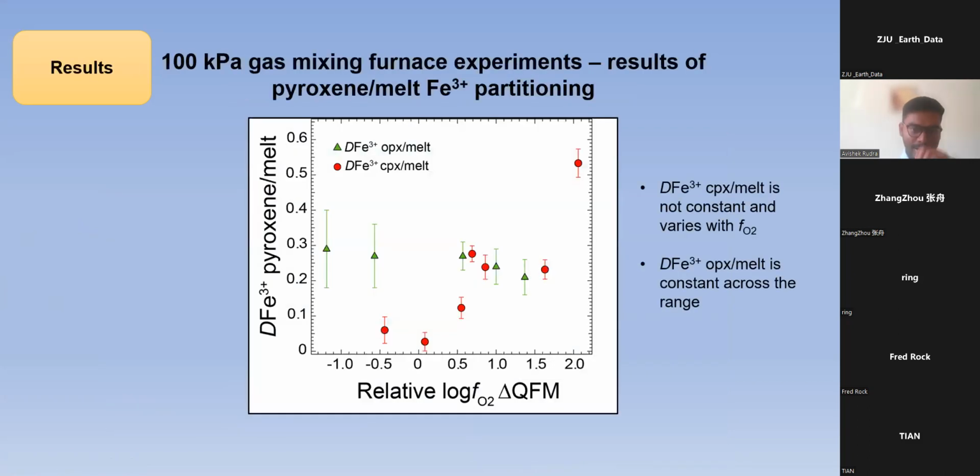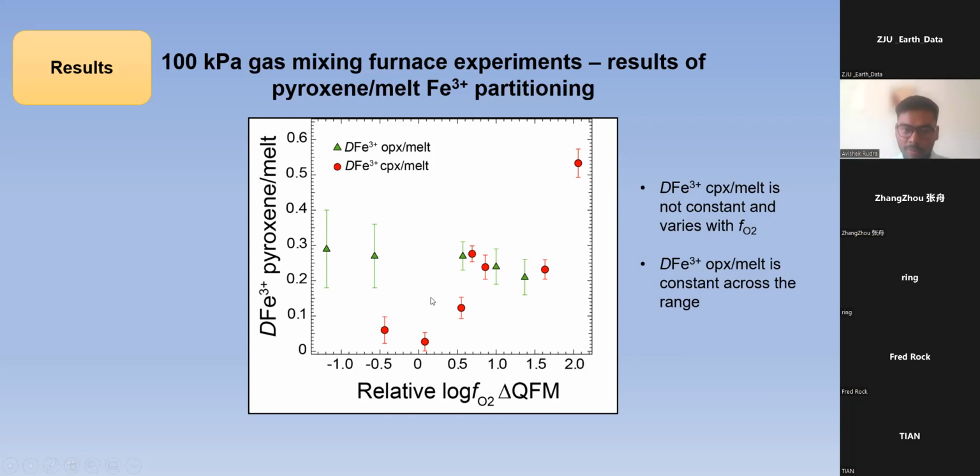So after we succeeded in growing these pyroxenes, we measured the ferric iron of the pyroxenes and the melt using XANES, and then we determined the ferric iron partition coefficients. And it turns out, very interestingly, that the partition coefficient of ferric iron between CPX and melt is not constant. So we cannot assume a constant partition coefficient value between CPX and melt as a function of fO2.